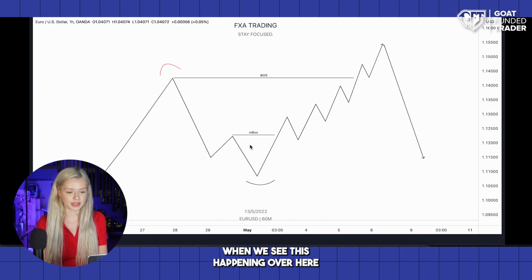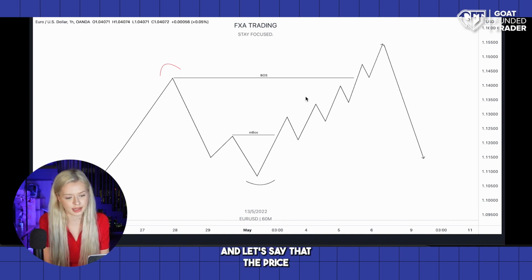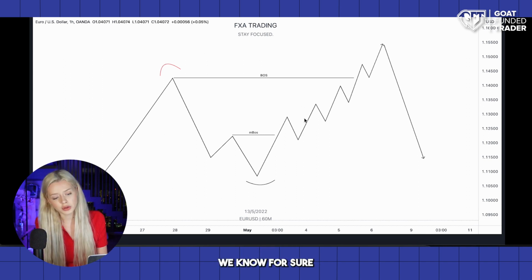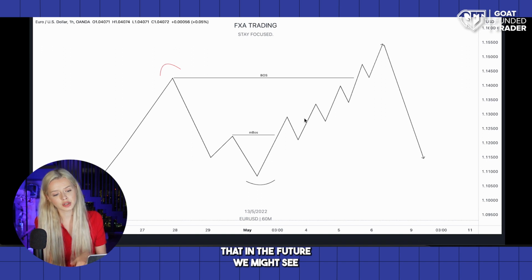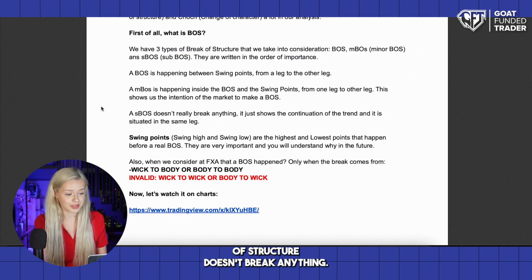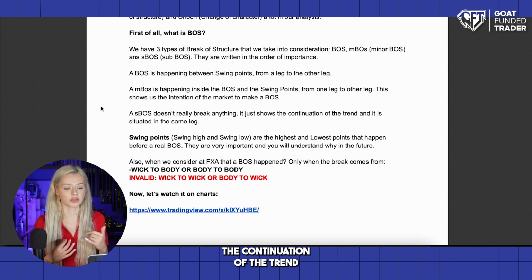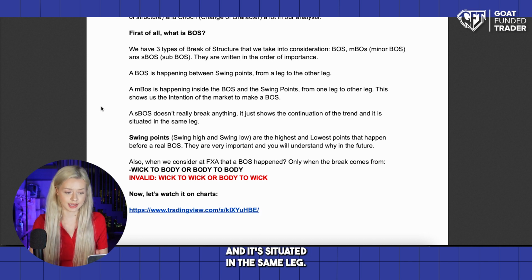But when we see this happening over here, and let's say that the price stops over here, we only see this side, this area. We know for sure that in the future, we might see a real break of structure. This is what the minor break of structure predicts. Alright, a sub break of structure doesn't really break anything. It just shows the continuation of the trend and it's situated in the same leg.